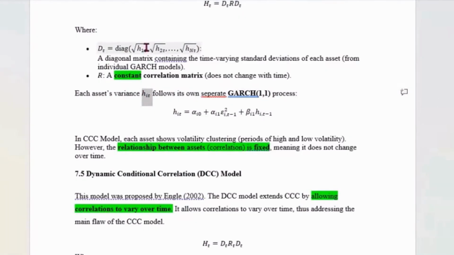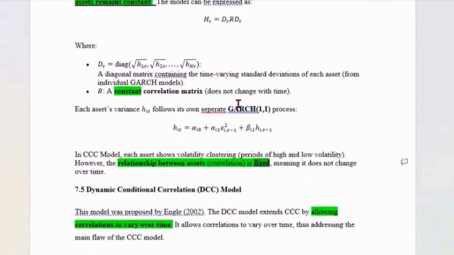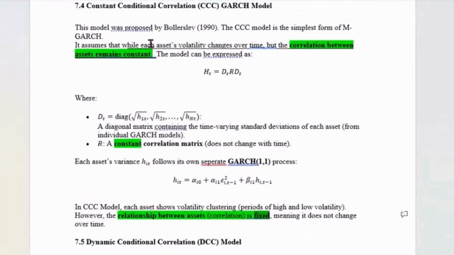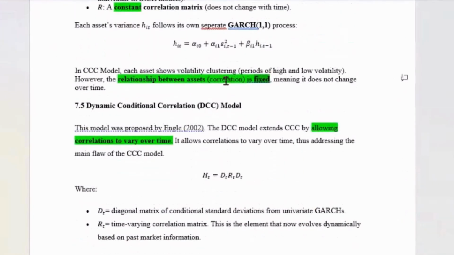In the CCC GARCH model, each asset shows volatility clustering, that is, periods of high volatility and low volatility. However, the correlation between these assets is fixed. That is the assumption. That's why this model assumes that the correlation between the assets remains constant, meaning it does not change over time. So that is the CCC model.